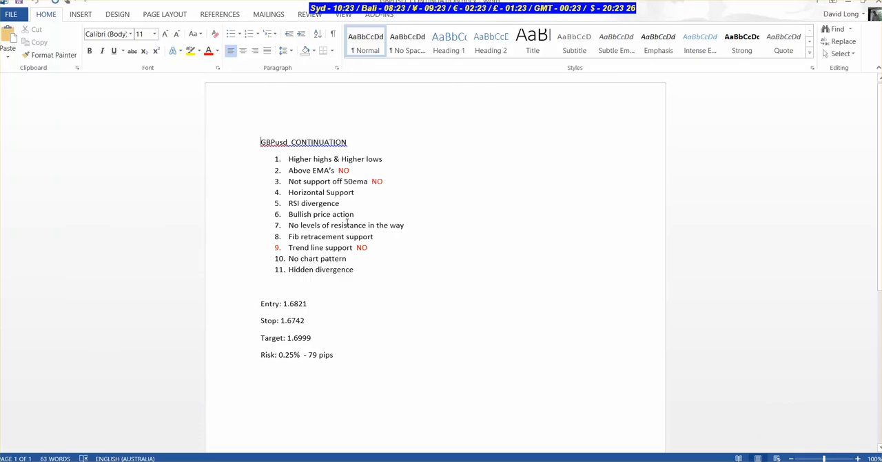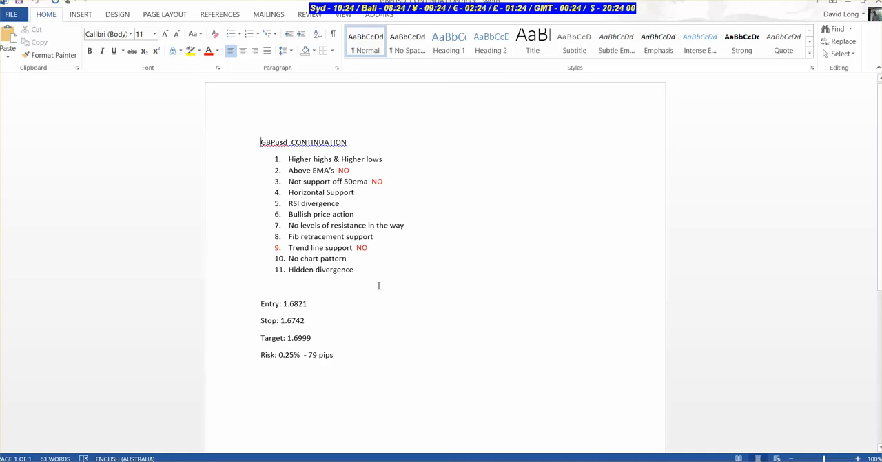And I think this is yours. Yeah. Higher highs above EMAs. No support off 50 MA. Correct. Horizontal support. RSI divergence. Bullish price action. No levels of resistance in the way. Well, $1.70, but that's still. Oh, there you go. You're underneath that. And that should still be a decent risk reward. What's that? 21 to 42, so you're talking about 80 pips, and you've got about 180 pips target. So that's good risk reward.